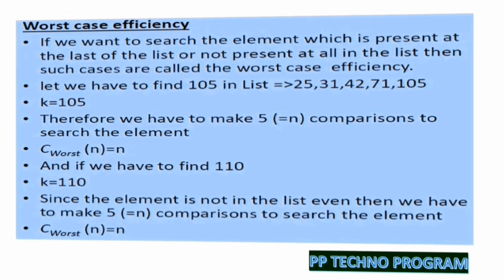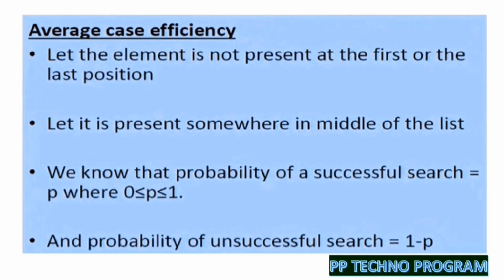So next, the average case efficiency. In the average case efficiency, let the element not be present at the first position, that means the best case, or at the last, that means the worst case. That means the element is present somewhere between them.